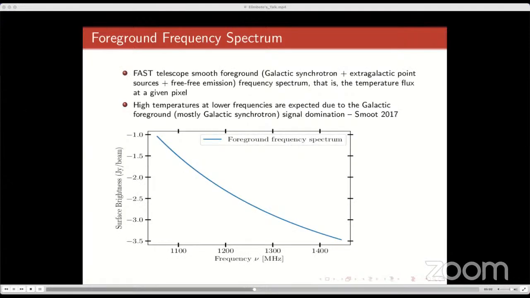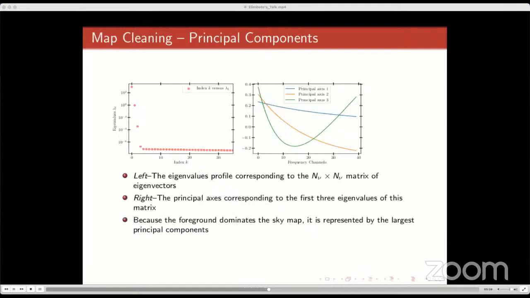This is a simulation of the frequency spectrum for galactic synchrotron, the galactic point sources, and the free-free emission. This is the temperature flux at a given pixel, and a higher temperature at low frequencies is expected due to the galactic foreground signal domination. Applying PCA to clean the maps and ultimately end up with the power spectra is equivalent to removing the first few principal components, equivalent to the principal axes 1, 2, and 3.